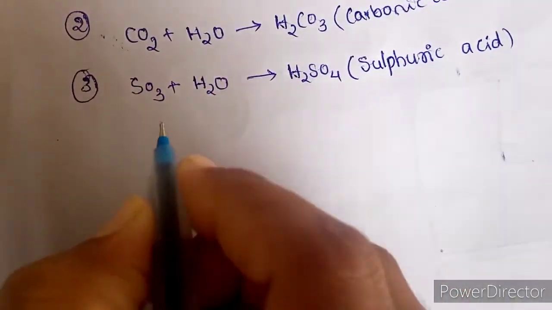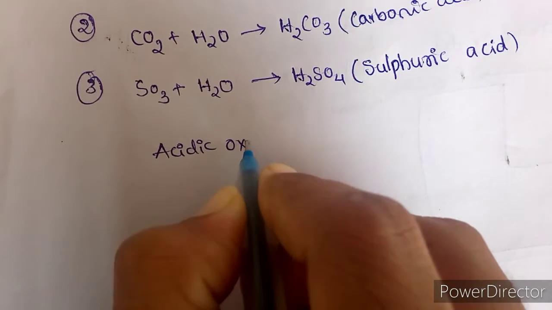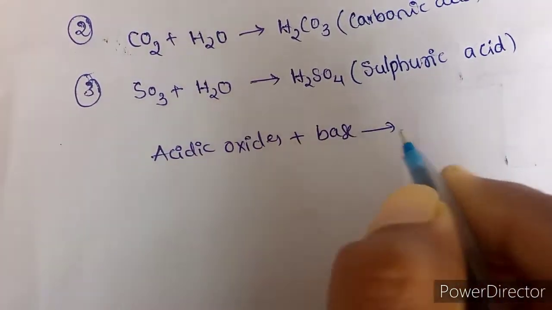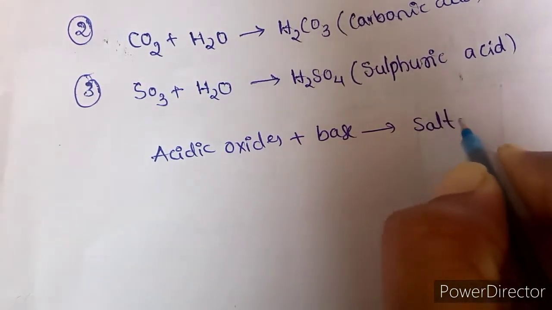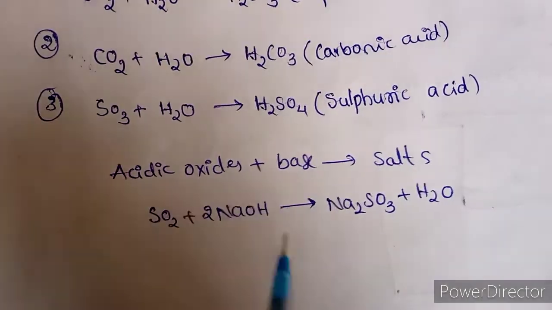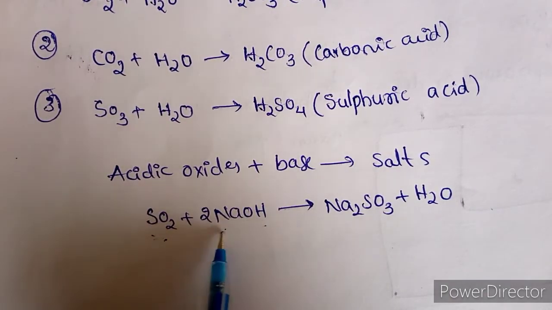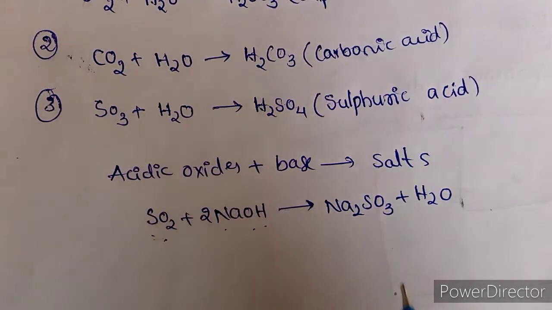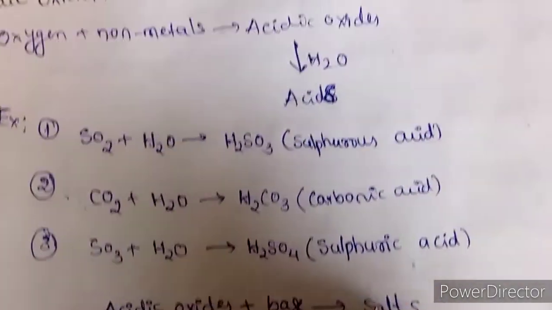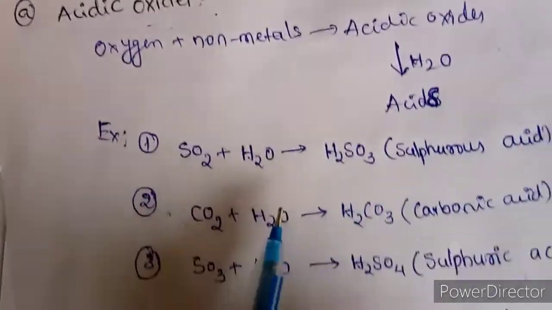These acidic oxides, when treated with bases, produce salts. Let's see some examples. Sulfur dioxide when treated with sodium hydroxide, which is a base, produces sodium sulfate and water. The sodium sulfate is a salt. This is about acidic oxides.